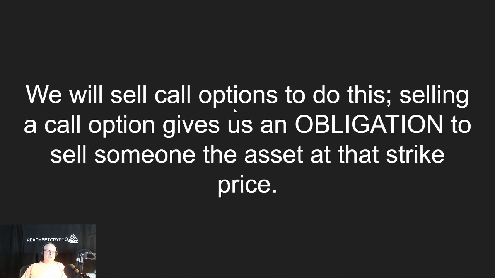And in this case, what we're going to do is we're going to sell call options. Selling a call option will give us an obligation to sell somebody the asset at that strike price. So let's say, now we're going to be talking about this in the opposite manner. Let's say Bitcoin is just fumbling around here and we sell a call option up here at, let's just say 11,000. So we sell a call option up here at 11,000. Here's the expiration date.